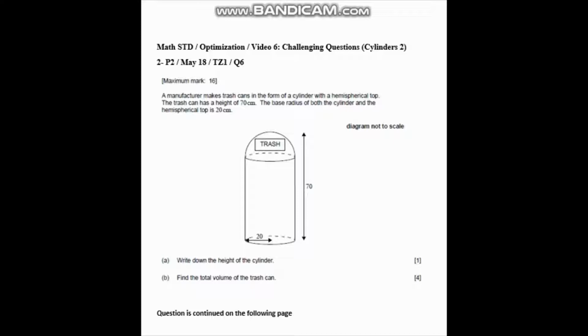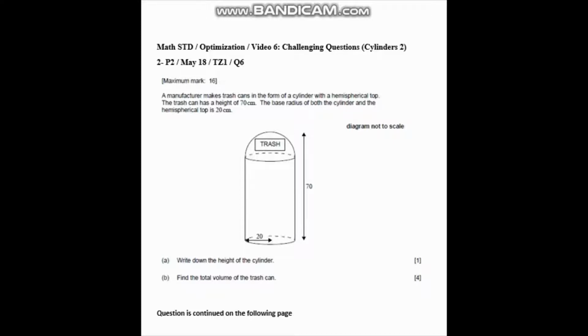So the second question that we shall solve came in paper 2, May 2018, time zone 1, question 6. Kindly take a minute and attempt to solve, and the answer shall follow through shortly. So we are told that the manufacturer makes trash cans in the form of a cylinder with a hemispherical top. The trash can has a height of 70 centimeters. The base radius of both the cylinder and the hemispherical top is 20 centimeters.